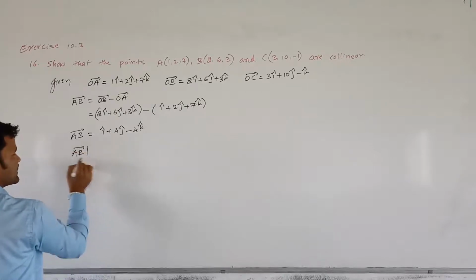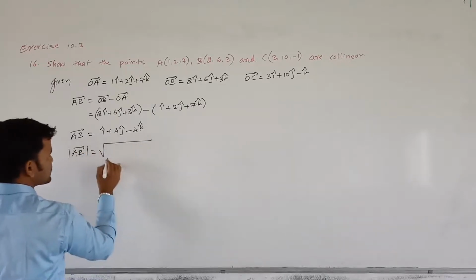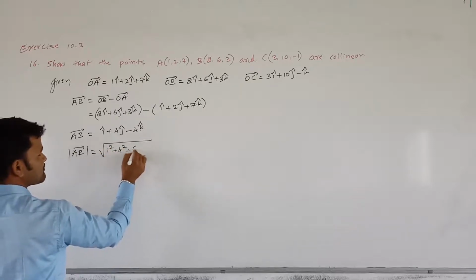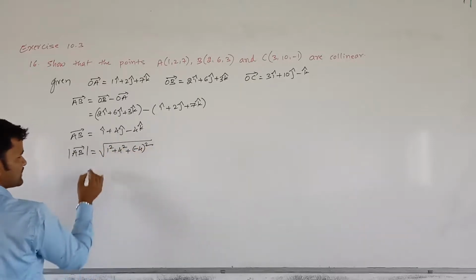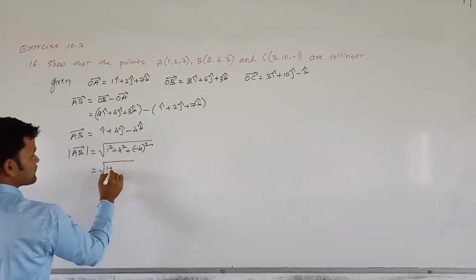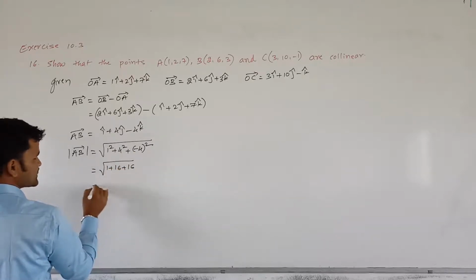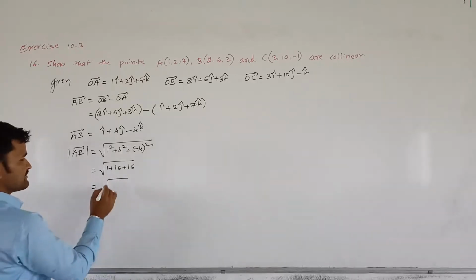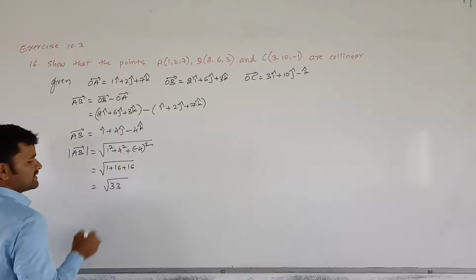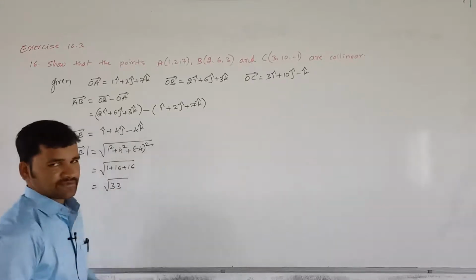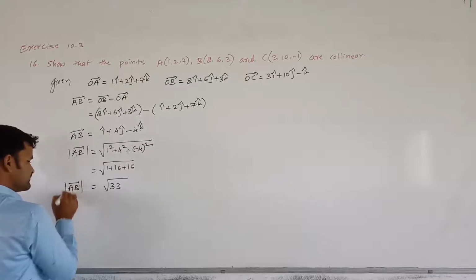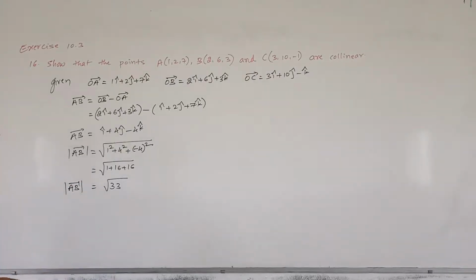Magnitude of vector AB is equal to the square root of 1 square plus 4 square plus minus 4 square. This is square root of 1 plus 16 plus 16, that is square root of 33. 33 is not a multiple of any perfect squares, so let it be here. This is the magnitude of vector AB, that is the length of vector AB.